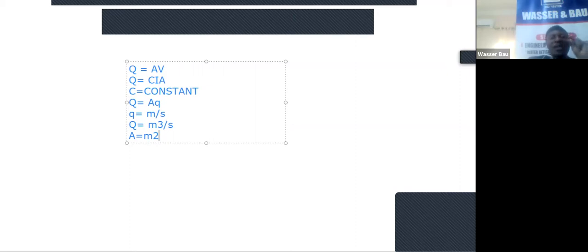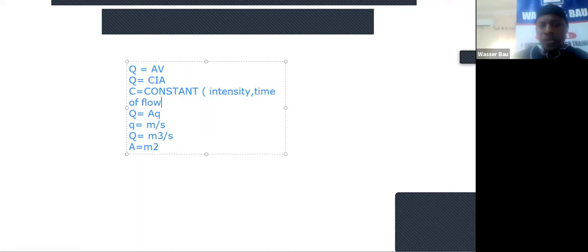So the most important thing is to find the discharge, and that is why discharge is a function of the area. And then it is a function of that constant. That constant is a function of many parameters. It is a function of the intensity of the rain. It is a function of the time of flow. It is also a function of the duration of the rain. Then finally, it is a function of the return period.